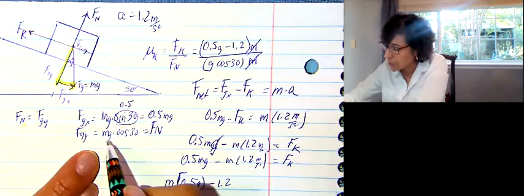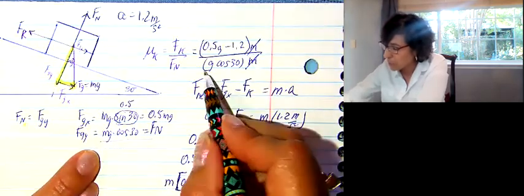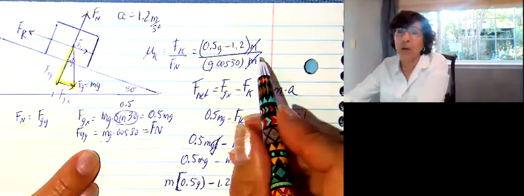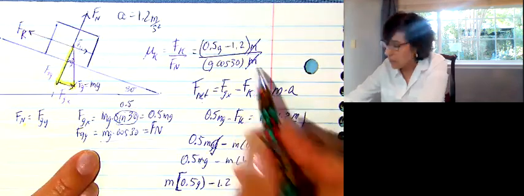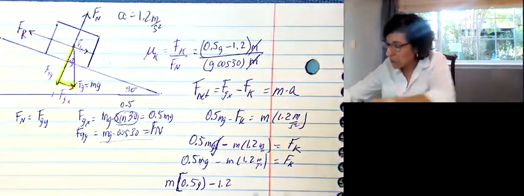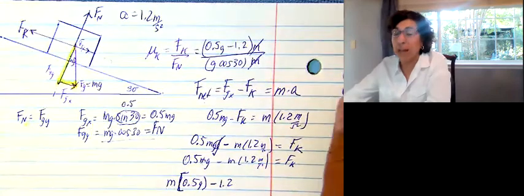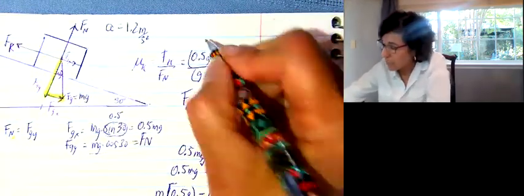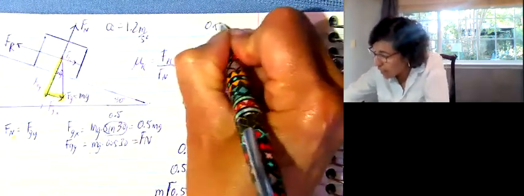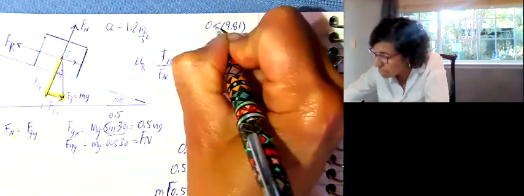You guys see that? I took this guy right here for Fn, I put that in here. And I rewrote it so the m's would cancel out. And this guy here is 0.5 g. So let's plug that in. I've got lack of room. Here's what I have. I'm going to put here 0.5 times 9.81.